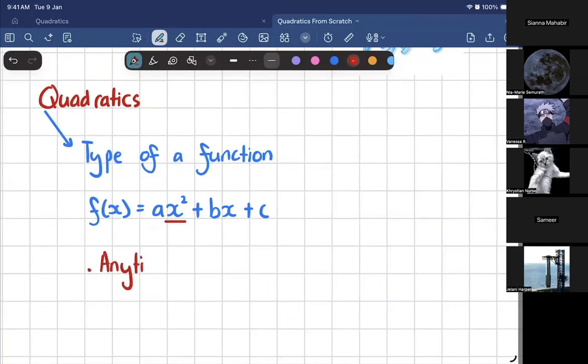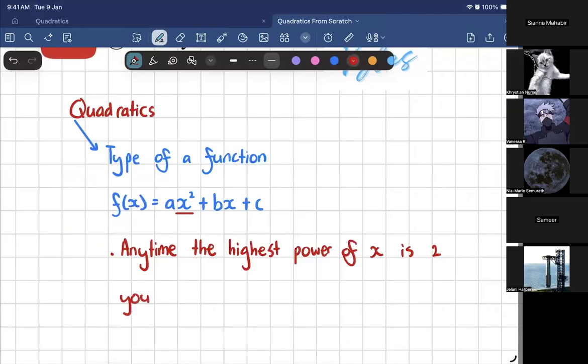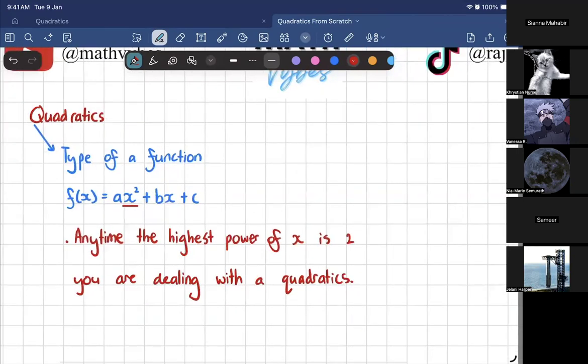Anytime the highest power of x is 2, you are dealing with a quadratic. So I say in here that the highest power would be 2, and if that is the case, it's a quadratic.